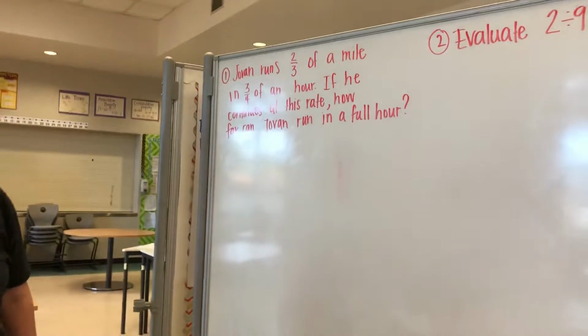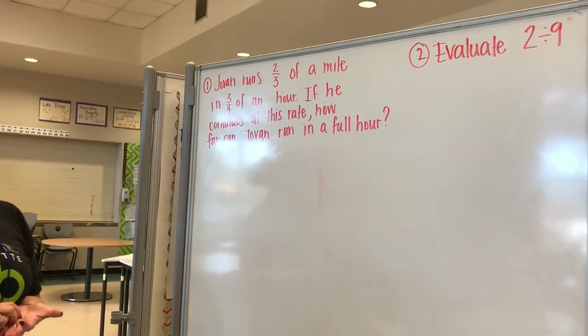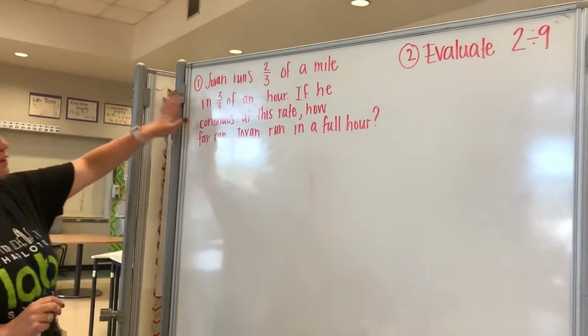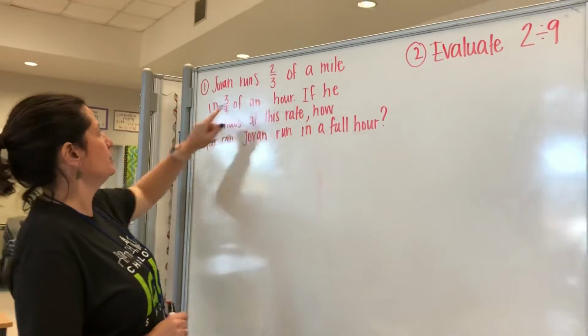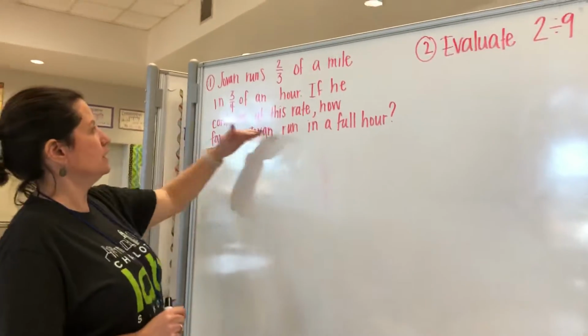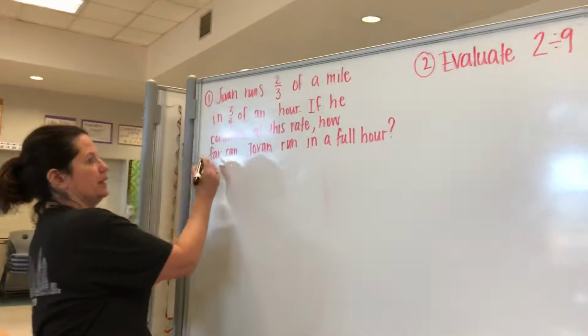We are. This is number 7 on Tuesday. So we're going to start with, and I've written them on the board, we're doing it a little bit different this time. Jovan runs 2/3 of a mile in 3/4 of an hour. If he continues at this rate, how far can Jovan run in a full hour?